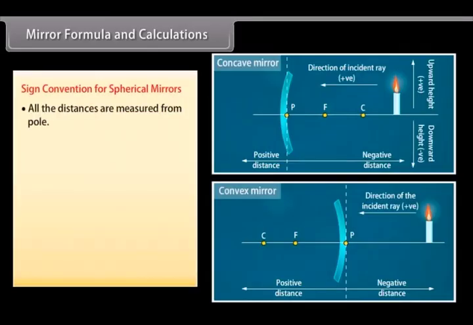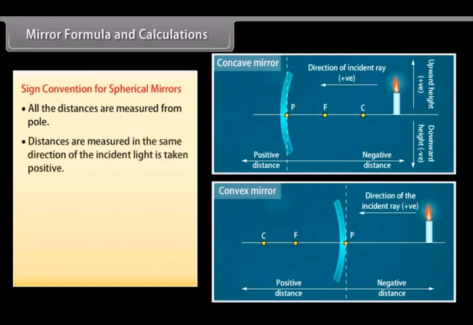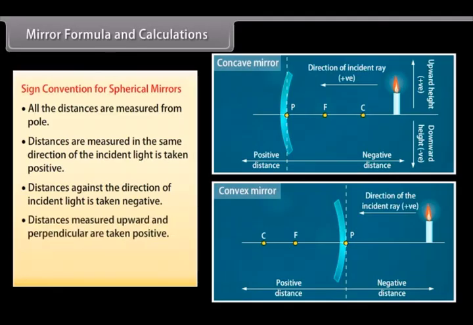Sign convention for spherical mirrors. All the distances are measured from the pole. Distances measured in the same direction as the incident light are taken positive. Distances measured against the direction of incident light are taken negative. Distances measured upward and perpendicular are taken positive. Distances measured downward and perpendicular are taken negative.